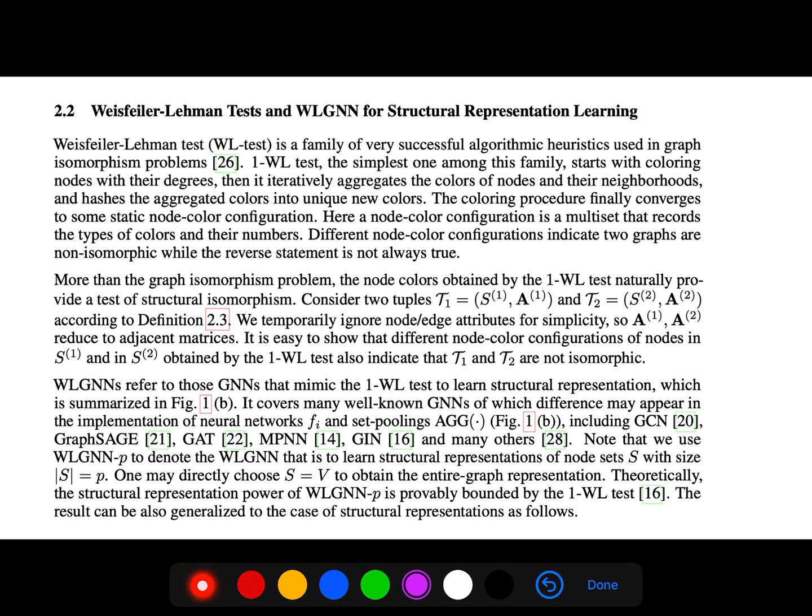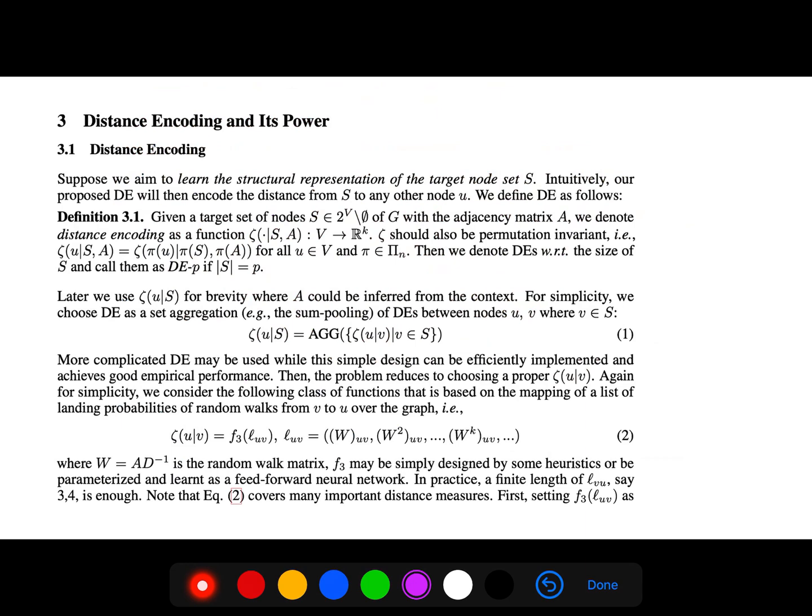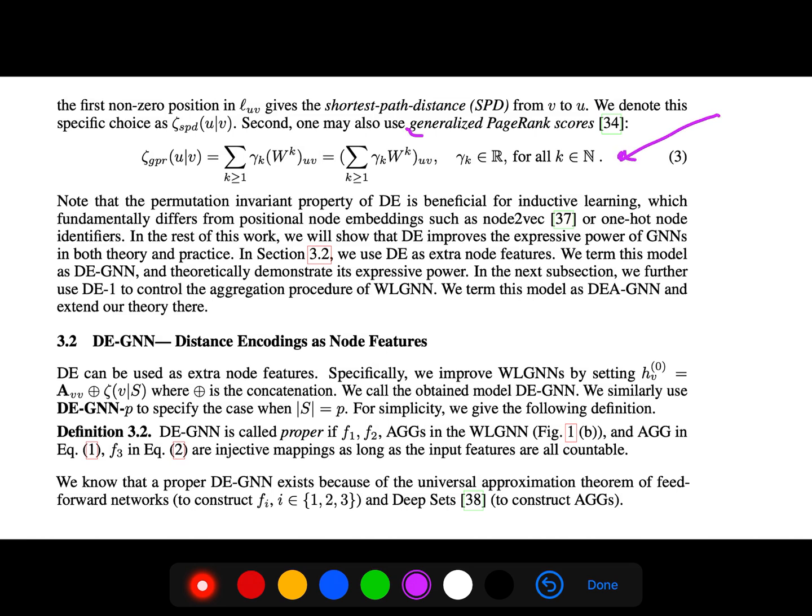But this paper mostly focuses on this WL test for this representation, and our solution, as I said, is based on distance encoding. So I just borrow another slide from Professor Pan Li, theta of U conditioned on V. Here U is a node and S is still a set, but U and V are both nodes. So you see, this is very similar. It is in the spirit of personalized PageRank and everything we do in spectral graph theory, for example, approximation of personalized PageRank. So I think that was their motivation, that they came to similar formulations like this. They also say explicitly that one may also use generalized PageRank scores. So they know that this is related to PageRank scores.